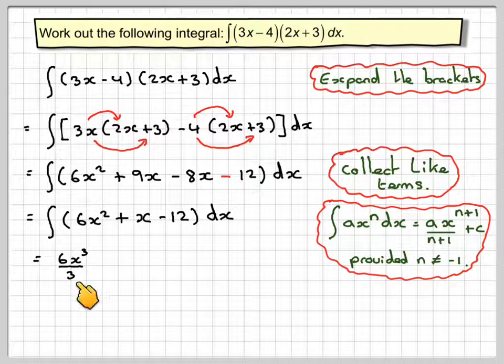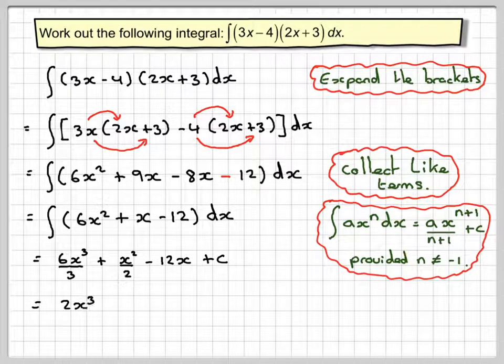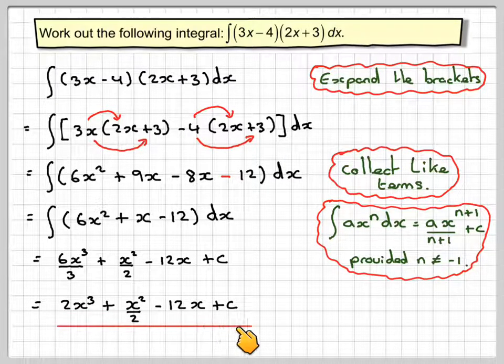So it's 6x cubed over 3 plus x squared over 2, and then if you integrate a constant you get minus 12 times x plus c. 6 divided by 3 is 2x cubed, and this you can't simplify, so we just leave it as x squared over 2 minus 12x plus c is the final answer.